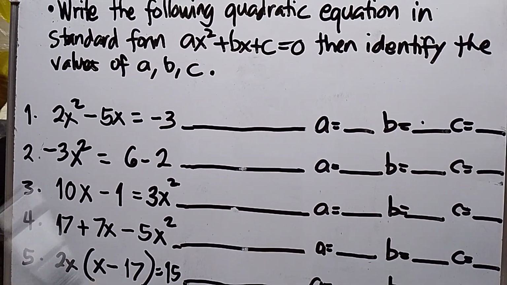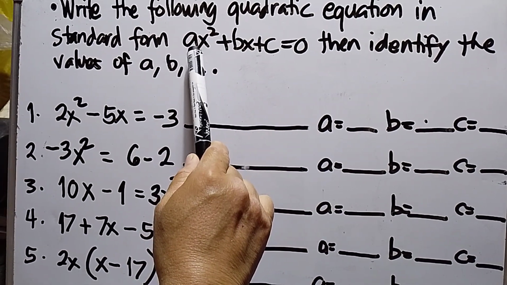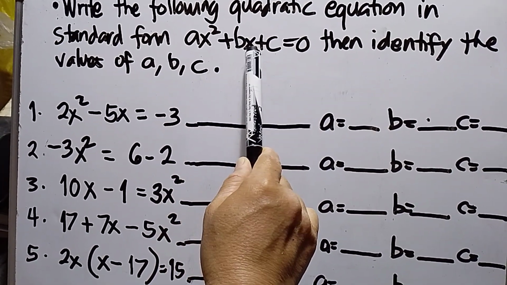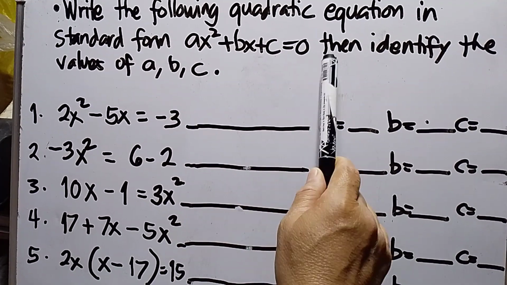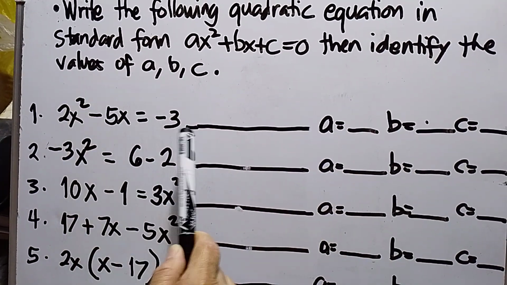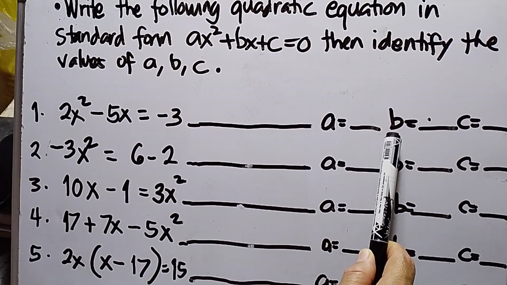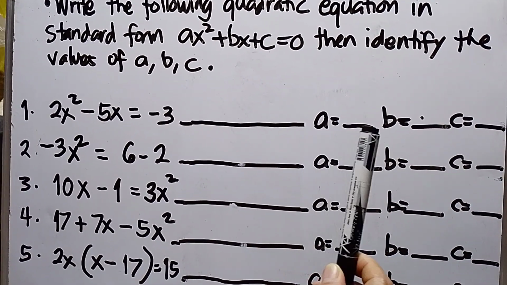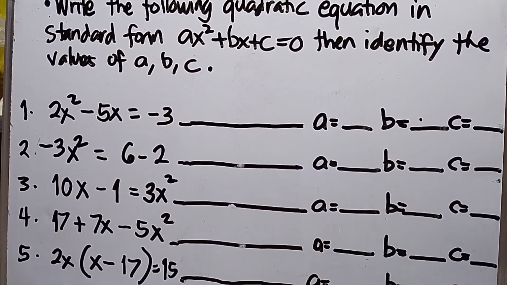So I have here the standard form of a quadratic: ax squared plus bx plus c is equal to 0. Then identify the values of a, b, and c. Take note, a, b, and c are real numbers.